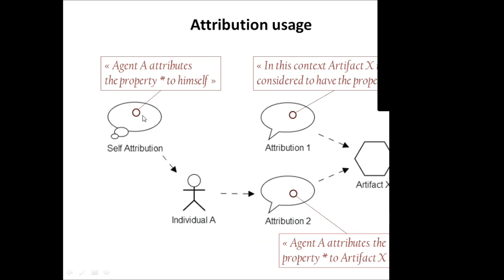We have an individual A, and there are attributions. So if there is a self-attribution, like this one, this means agent A attributes a property to itself, to himself or herself. If we have something like this, we have an agent giving an attribution to an artifact. In this case, we have an attribution that is true in the context. So everyone considers true that this artifact X is like described in the attribution one. This is another form we can use in our language.